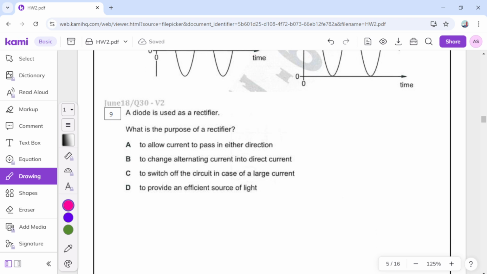A diode is used as a rectifier. What's the purpose of a rectifier? A rectifier changes alternating current into direct current. Alternating current with two directions to direct current with one direction.